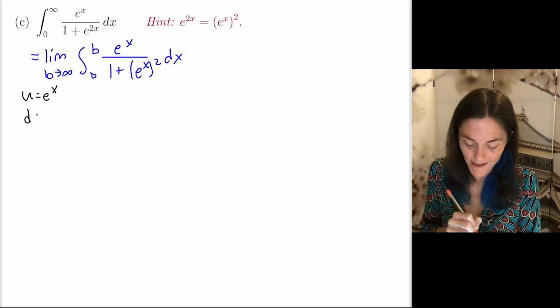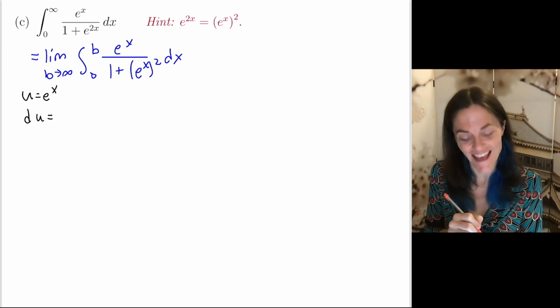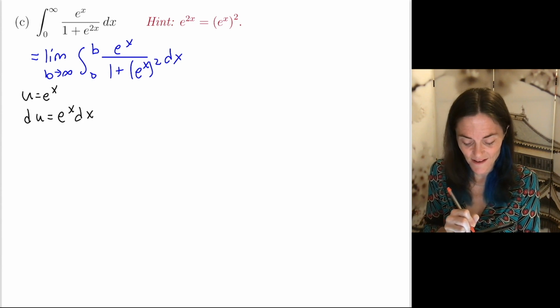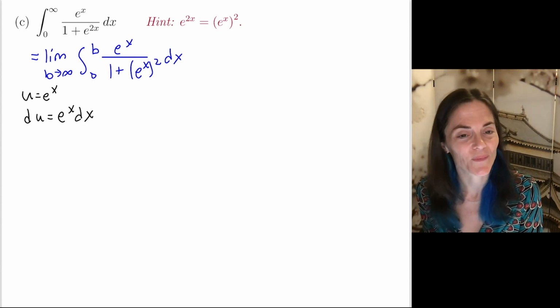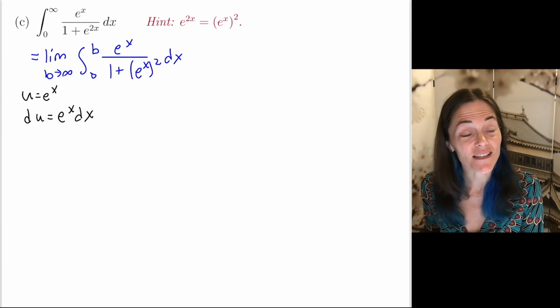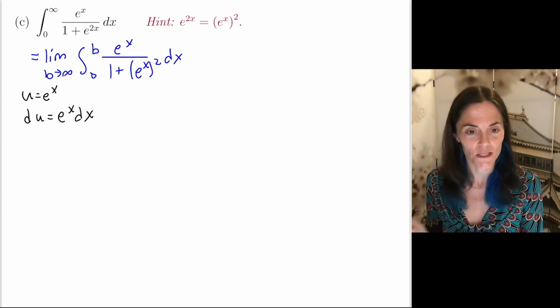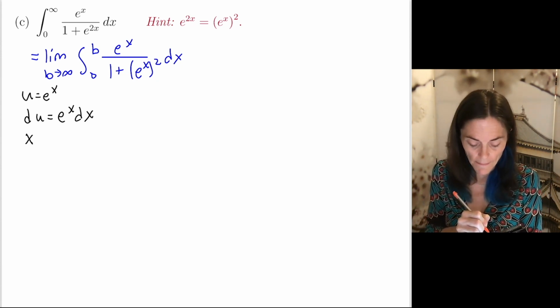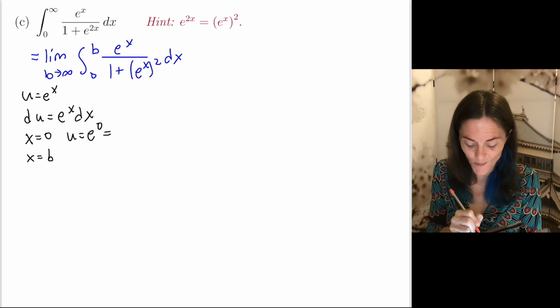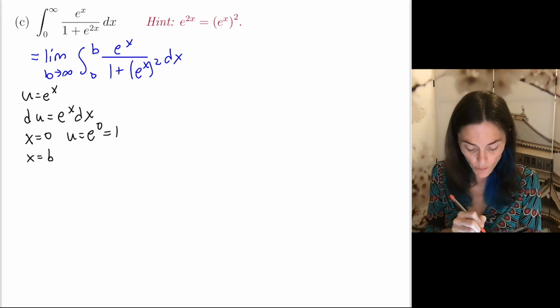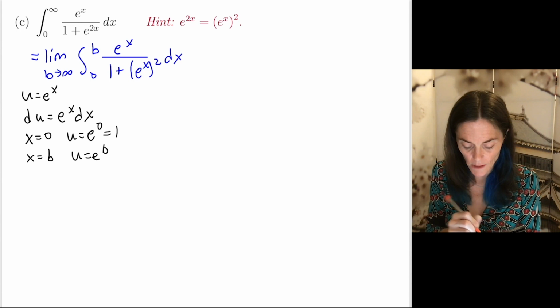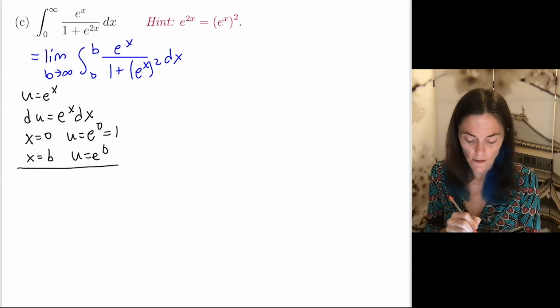u is e to the x, du is e to the x dx. Okay, and we have exactly du in our integrand. Now, me personally, I always convert my limits of integration to u limits. My x's range from 0 to b, and u would be e to the 0, which is 1. And here u would be e to the b, which is just how I will leave it.